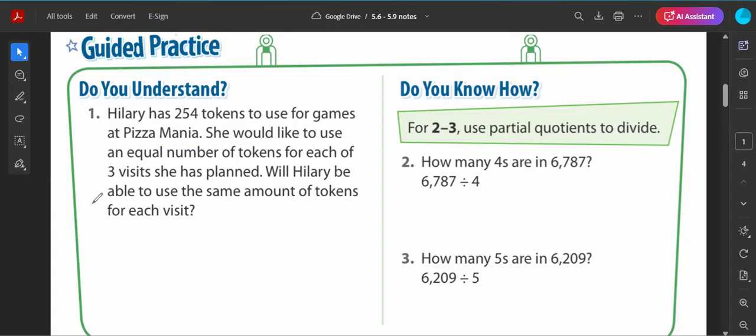If we were dividing 254 divided by 3, then you can do it this way, or if you wanted to use your partial quotients, that's fine as well. In this case, I'm going to give myself a little bit of space, so that I can have more room.